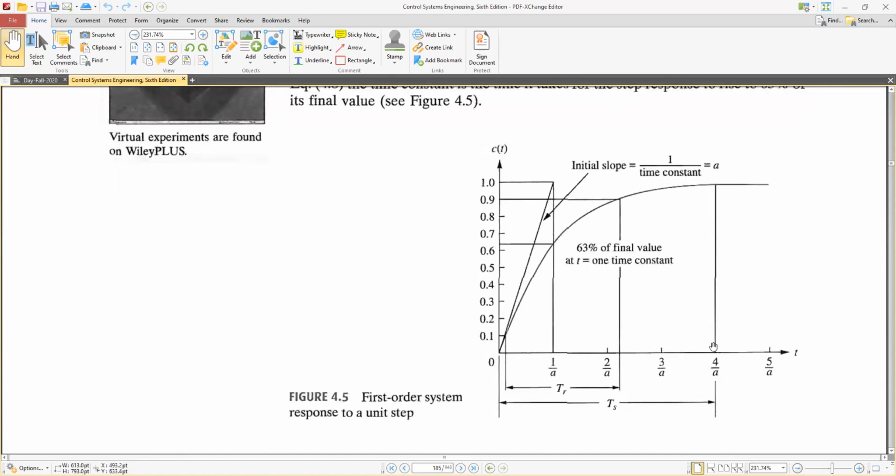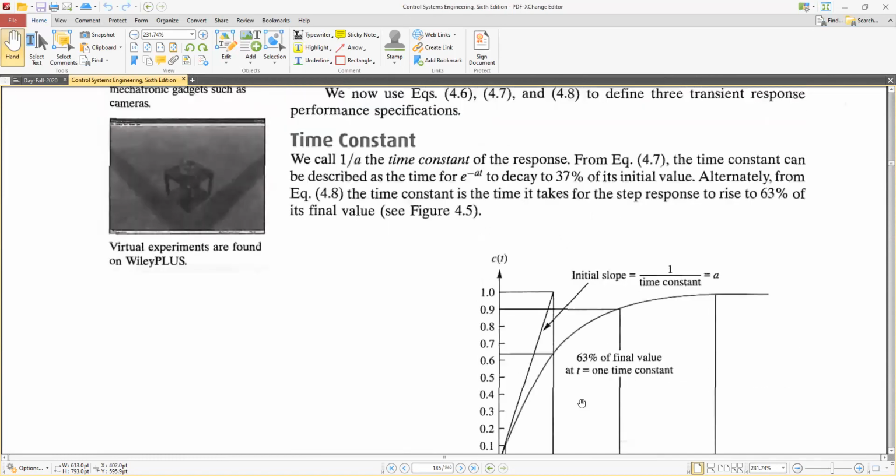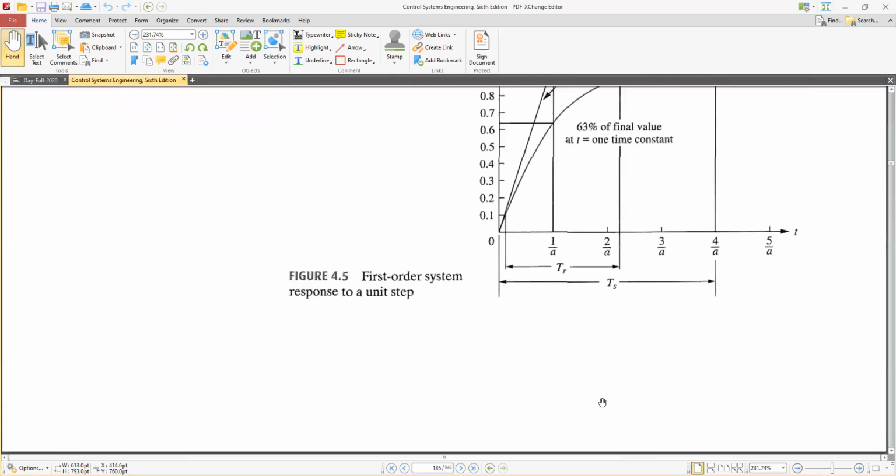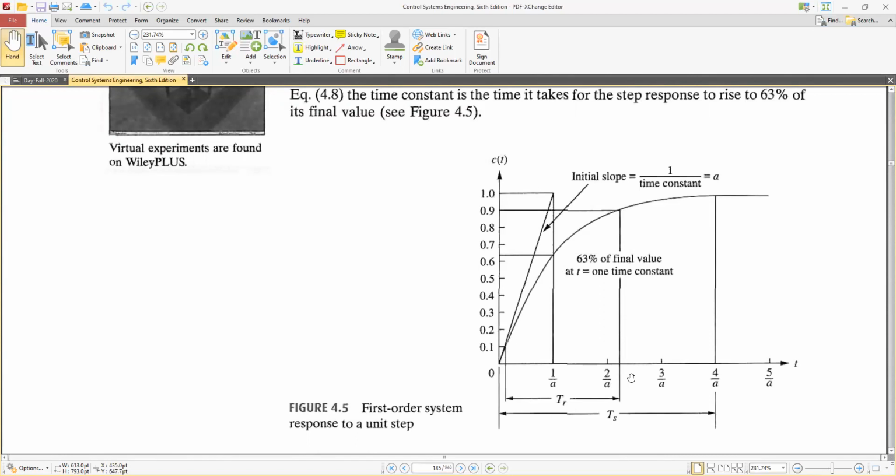So 0 to 4 by A is called the T_S. T_S means the settling time. T_R, 0.1 to 0.9, is called the response time. Sorry, rise time. 0.1 to 0.9 is called the rise time. And 1 by A is called the time constant. So this is the curve, called the response curve. And where is the 63% here? 63% of the final value at t equal to 1 time constant. At 1 by A, we have found the 63%. Okay, these are the values.